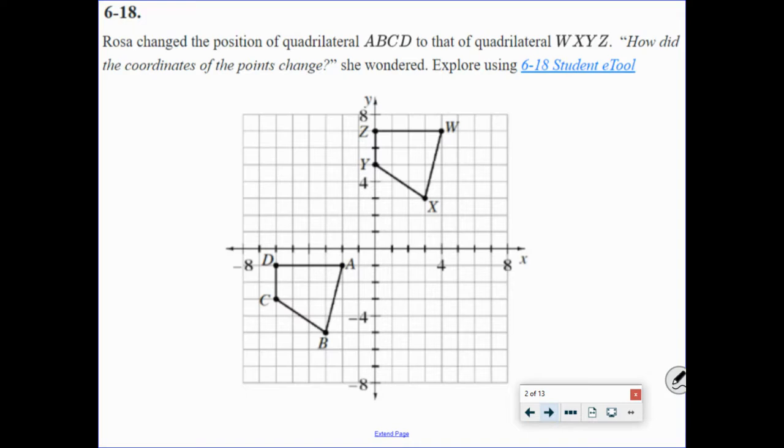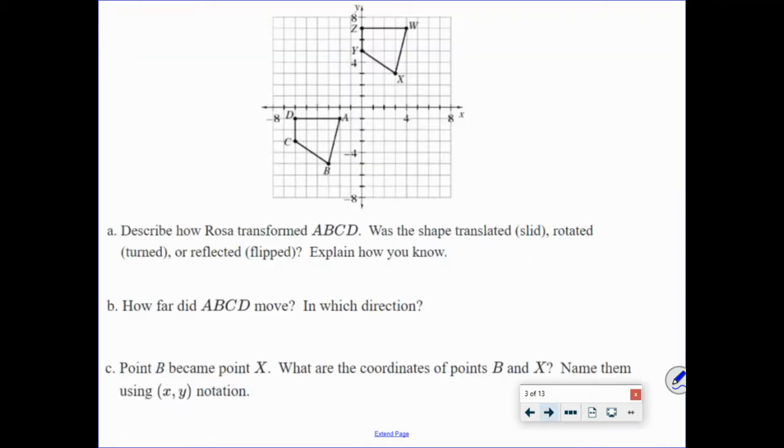Problem 618. Rosa changed the position of quadrilateral ABCD. Now, ABCD is this one right here. See this? ABCD. Letters are very important here. To that of quadrilateral WXYZ. How did the coordinates of the points change, she wondered, okay? And let's go. Here it is. It's still right there. Question A, and write down 618, by the way.